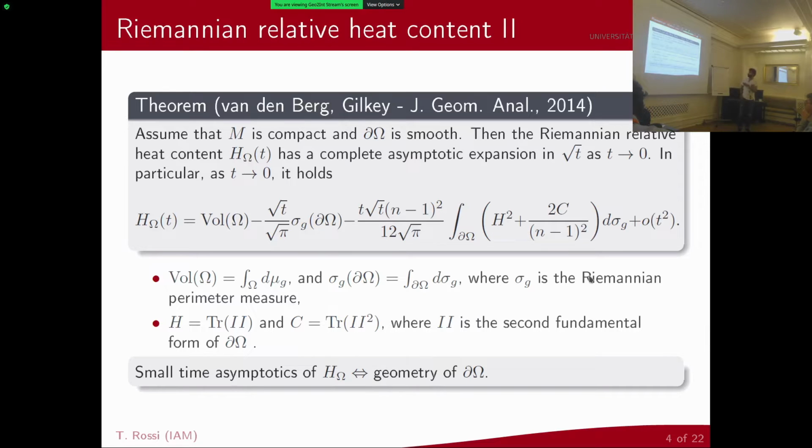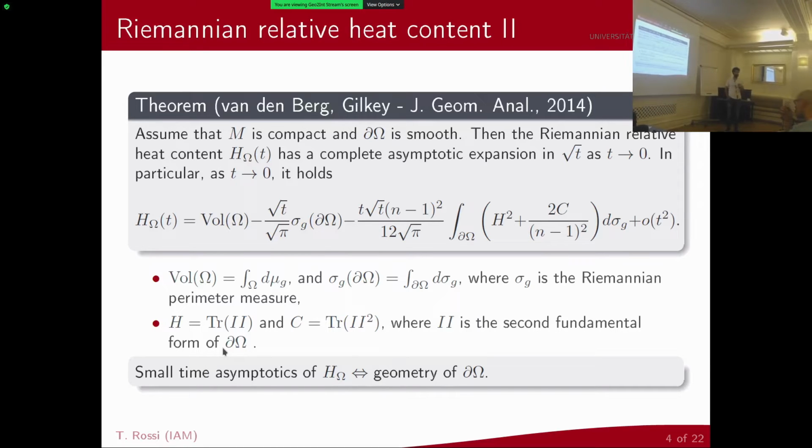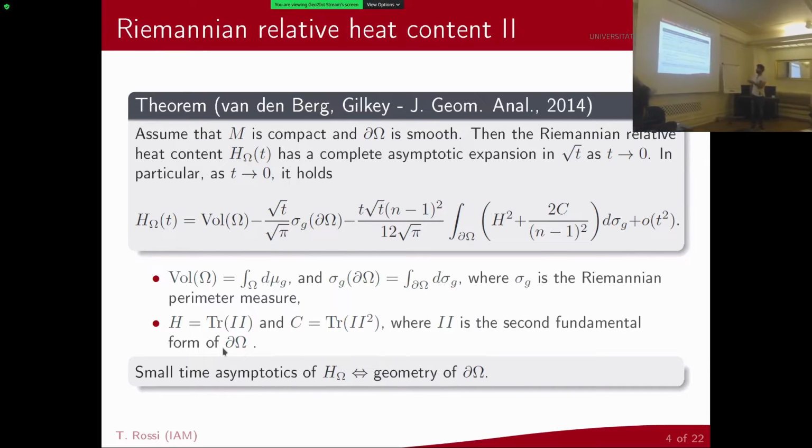Before going to the preliminaries of my presentation, let me just remark two things about this theorem. First of all, we have a compactness assumption. We will try to remove this compactness assumption going forward. And for what concerns the boundary of the domain, the only standing assumption here is its smoothness. This will not be enough in sub-Riemannian geometry. We will need an additional regularity assumption. On the other hand, van den Berg and Gilkey are able to get a complete asymptotic expansion.